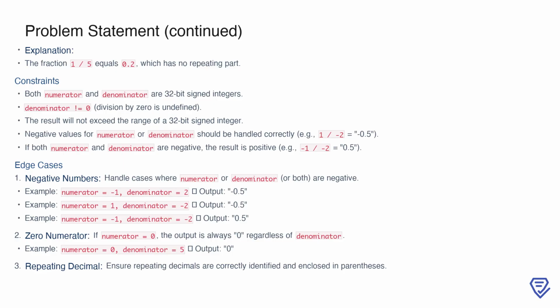The problem comes with several constraints and edge cases to consider. First, both numerator and denominator are 32-bit signed integers, and the denominator is never 0. The result must also fit within the 32-bit signed integer range. It's important to manage negative values correctly. For instance, if one of the inputs is negative, the result will be negative, but if both inputs are negative, their signs cancel out, and the result is positive. For example, dividing -1 by 2 results in -0.5, but dividing -1 by -2 results in 0.5. Additionally, if the numerator is 0, the output is always 0, regardless of the denominator.